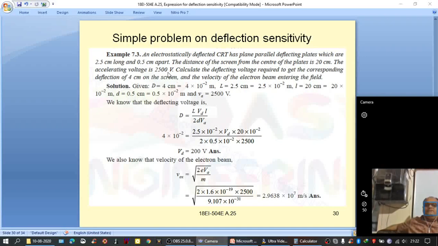What is that? It is Va, the accelerating voltage. So if you do all the calculations here, you can arrive at the solution as Vd, that is the vertical deflection voltage, is equal to 200 volts, which produces a deflection of 4 centimeters on the vertical plane.